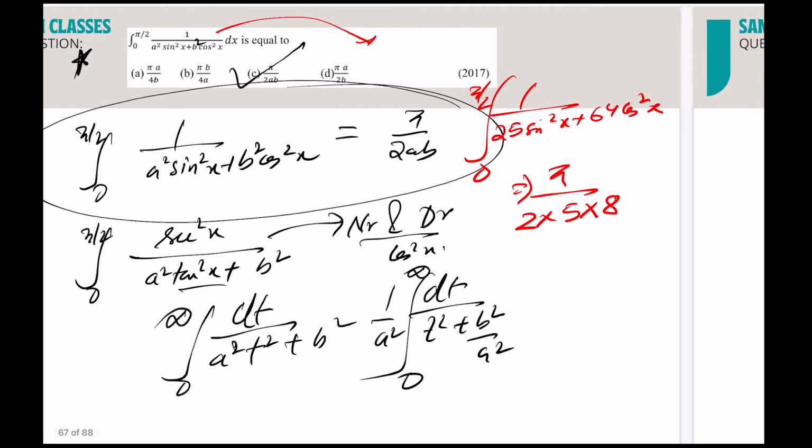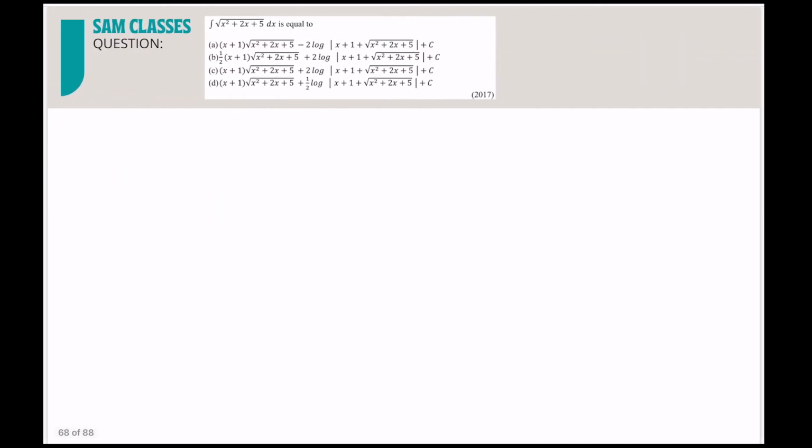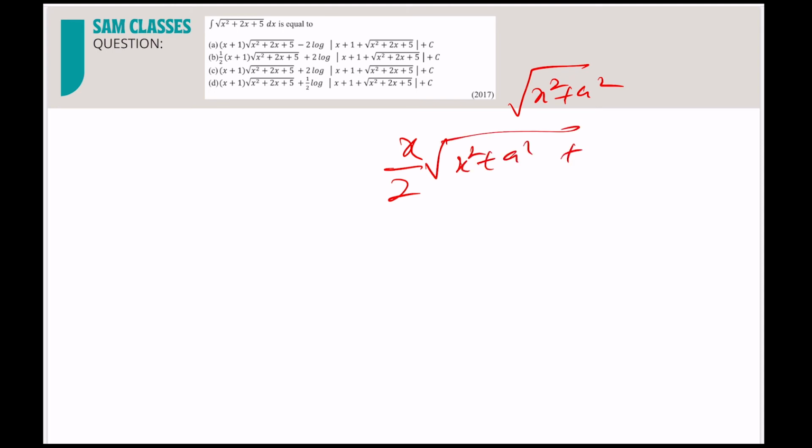Now this question is very simple. The moment you see it, you can directly solve it. If you remember the formula, it is x by 2 into root under of x square plus a square, plus a square by 2 log of root under of this. So it can't be minus, gone.